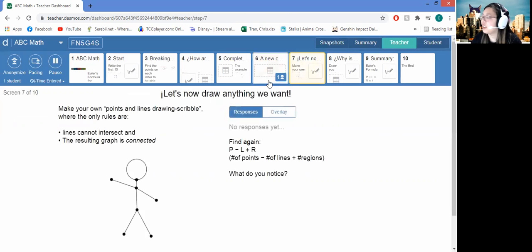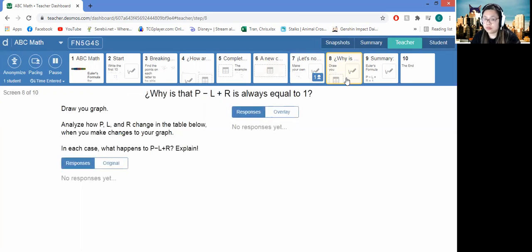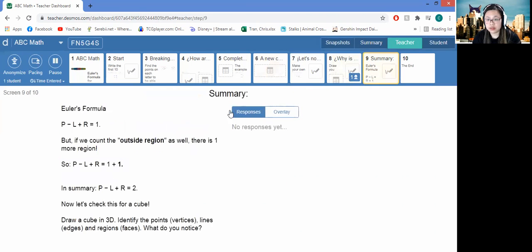Amazing. Kind of spooky. And number 7 is just a little fun activity. They can go and draw, and it shows further how p minus l plus r equals 1, and it always works. And you may wonder how. It's kind of magic. Not too sure.